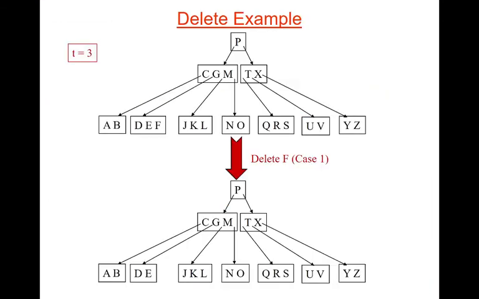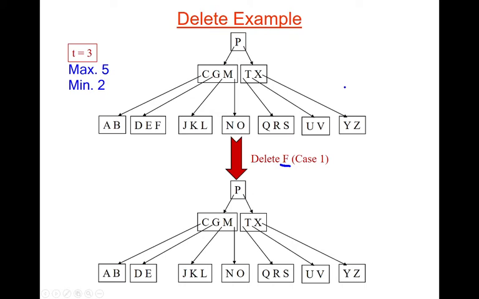Now let us consider an example. Consider t for this B-tree to be 3. So it means that at maximum we will have 5 keys in each node, and minimum we will have 2 keys in each node. And of course the root is an exception. A root can have less than 2 keys as well, right? So the task here is to delete F.